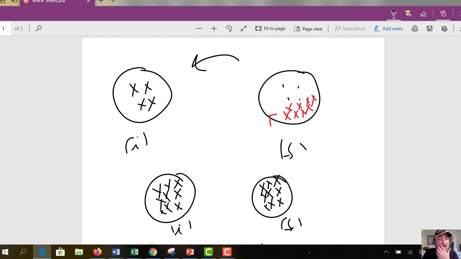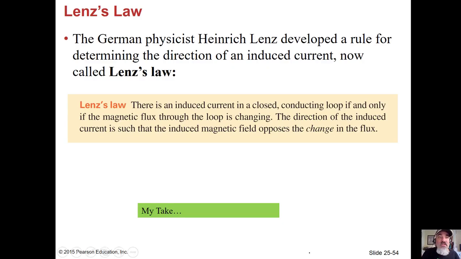Okay. So there's several situations. You can go through them all if you want to, but that's the idea. Nature likes to be in one situation, so the induced current is going to flow in such a way that its own magnetic field, I should say, tries to get us back to that situation. Okay, let's continue. So that's my take on Lenz's law.